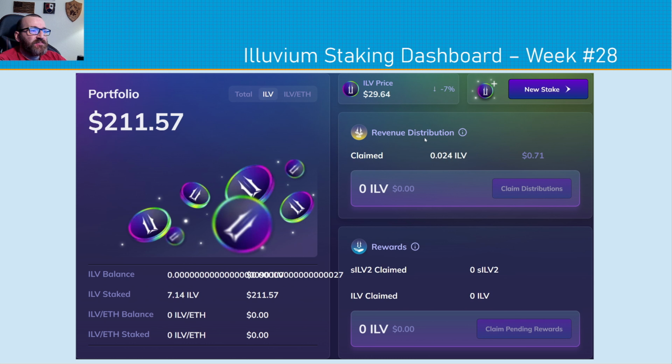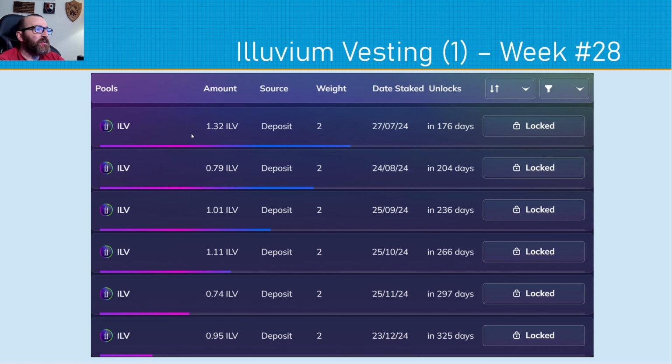We have our previous revenue distribution claims. We've had 3 so far, which has equaled 0.024 ILV, which has a current market value of 71 cents. And remember, they changed the dashboard. They made an update to the UI and everything. So it looks a little different. I guess it looks a little more streamlined, you could say. I don't think it looked too much different or better or worse really than the previous one.